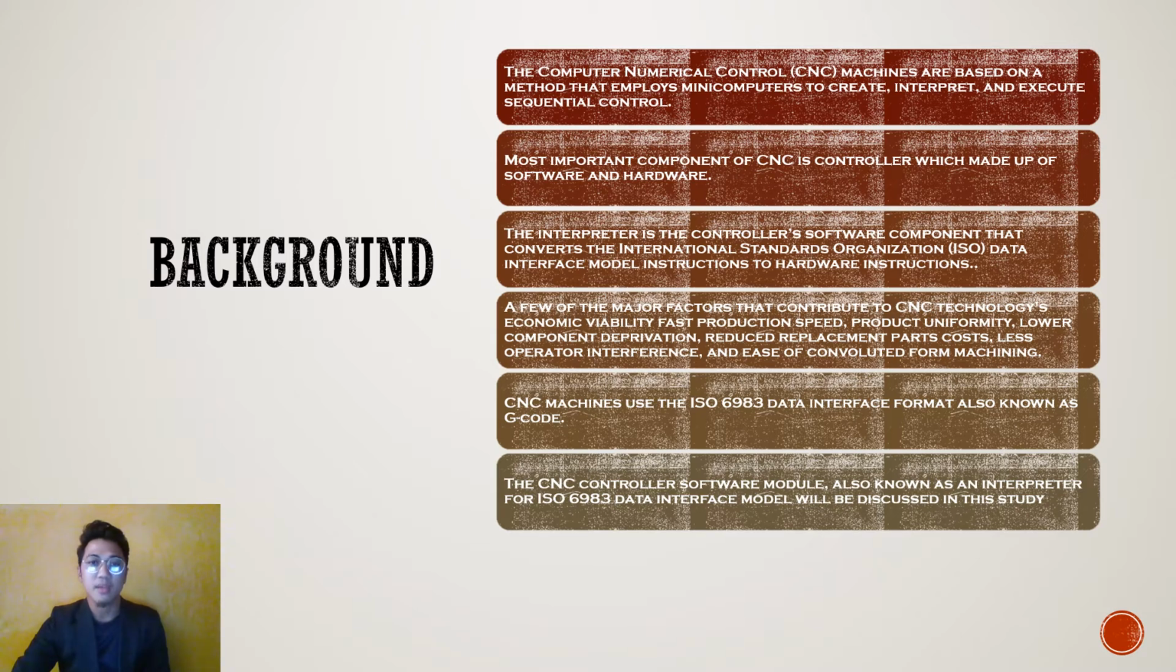Fourth, a few of the major factors that contribute to CNC technology's economic viability are fast production speed, product uniformity, lower component deprivation, reduced replacement part cost, less operator interference, and ease of convoluted form machining. Fifth, CNC machines use the ISO 6983 data interface format, also known as G-code.